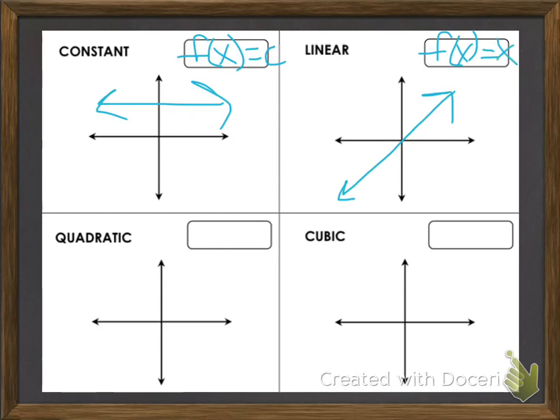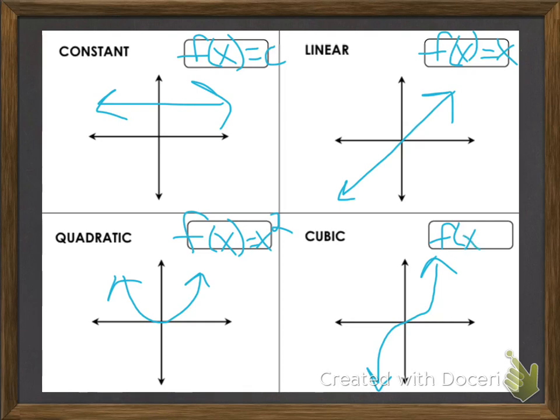A quadratic is a parabola. It's a bad-looking parabola. There we go. And that's going to be f of x equals x squared. And then our cubic kind of has like an S-like shape. And that looks like f of x equals x to the 3rd.